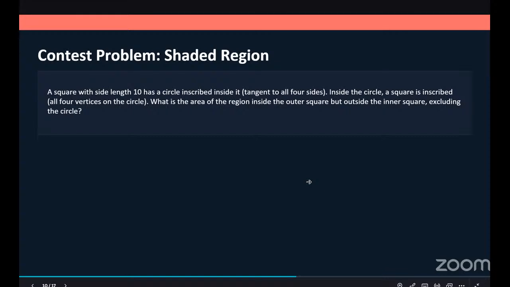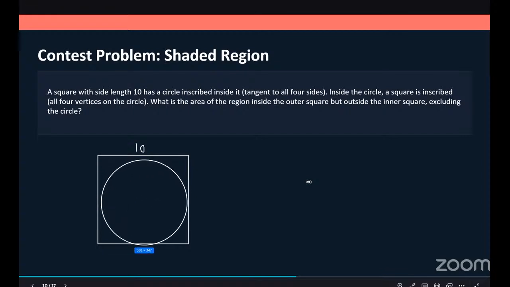Okay, I got a few answers. So yeah, do you want to start explaining while I draw? Okay, so the question was a square with the side length 10 has a circle inscribed inside of it, which is tangent to all four sides. Inside the circle, a square is inscribed with all four vertices on the circle. What is the area of the region inside the outer square but outside the inner square, excluding the circle?